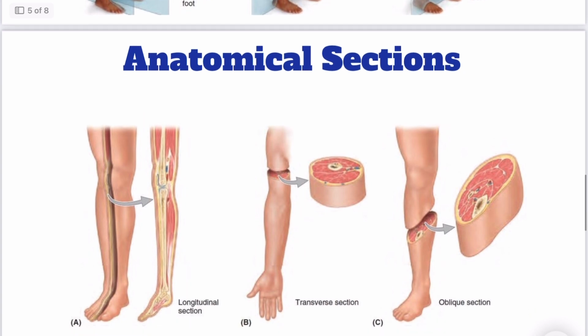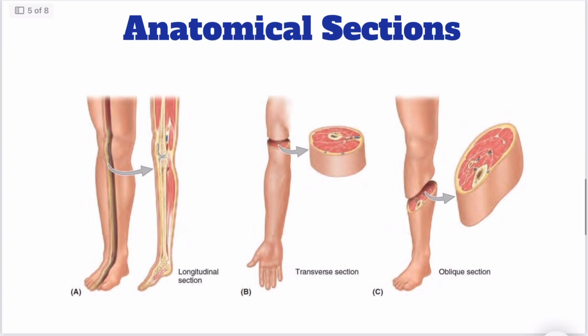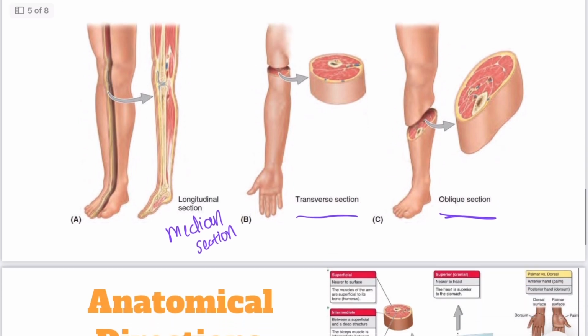And then we have here anatomical sections, and these anatomical sections are just slices of the body that remain along specific planes. And we have the longitudinal section, which can actually also be called the median section. We have the transverse section, and then the oblique section. And the oblique section are just slices of the body that are not cut along one of the anatomical planes, so it's the reason why it's called an oblique section.